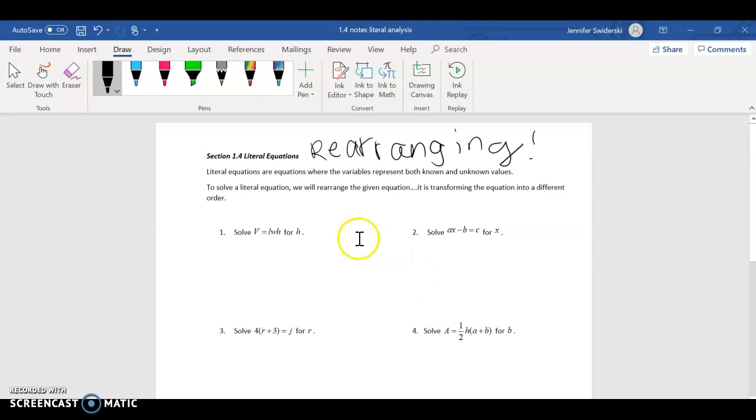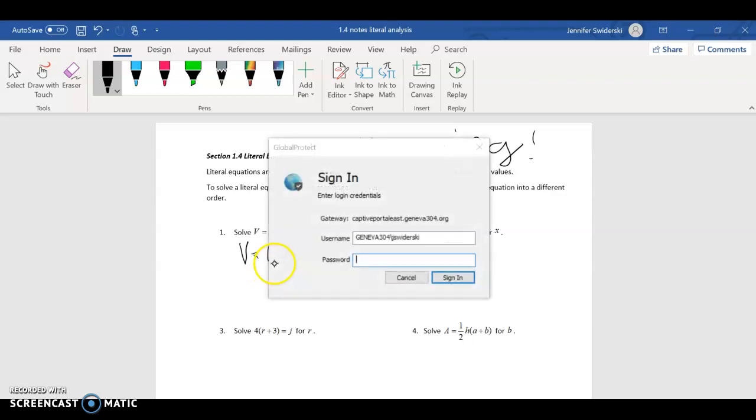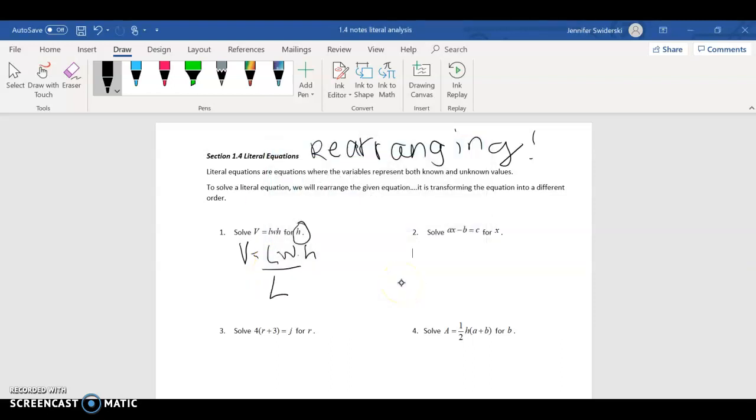Here it says solve for H, where V is equal to LWH. If I have that, I want to get H by itself, so I'm going to isolate my H. V is equal to LWH means that L and W and H are all being multiplied. To get H by itself, I'm going to divide both sides by L and W, just like an equation. If we had numbers in here, we would divide by whatever L and W were.